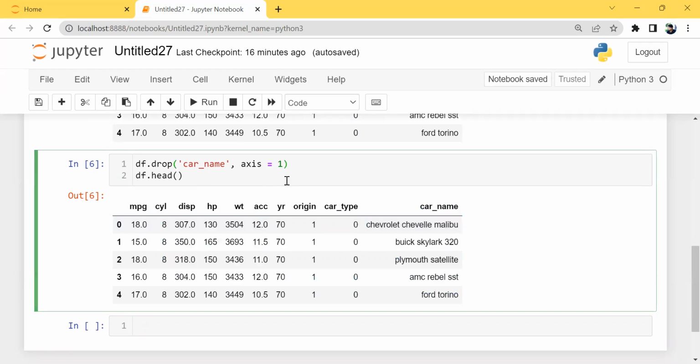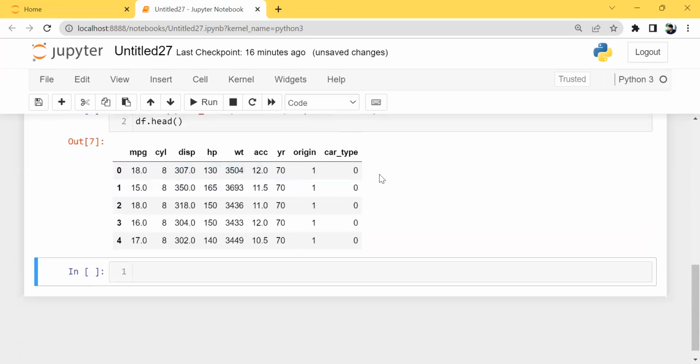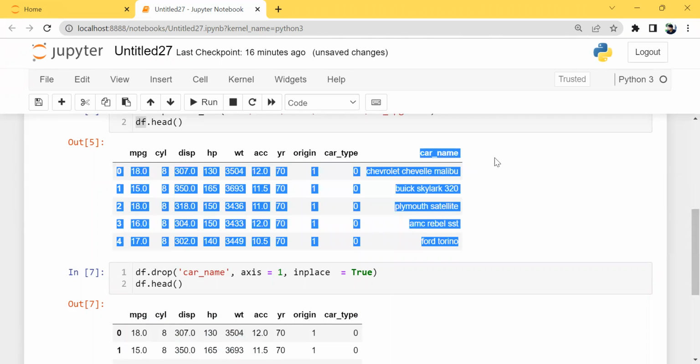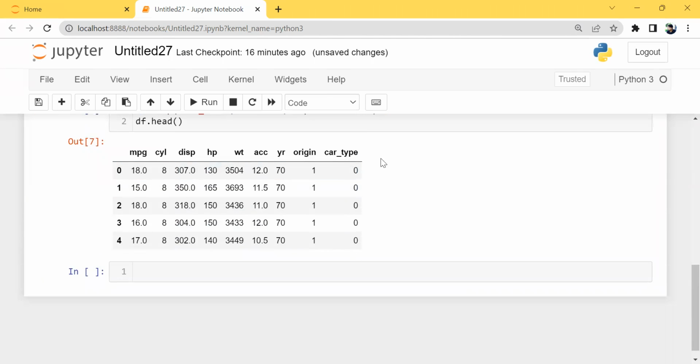So if you want to drop it permanently, you need to tell Python that I am going to drop this column forever, so inplace equal to true. If you provide this and hit shift enter, what happens? You won't be getting the car name here. See, the previous data frame has car name, and in this new data frame, you don't have any car name. Did you get that?